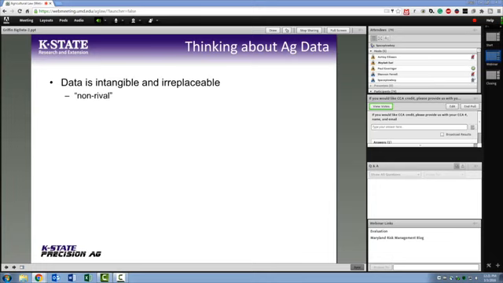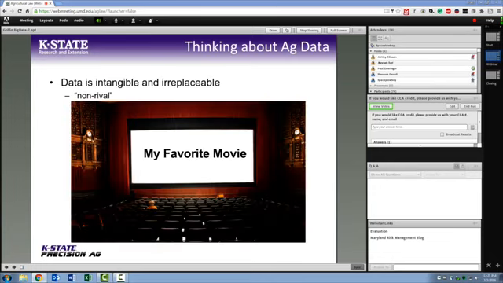Economists also refer to data as being non-rival. What does non-rival mean? Well, this is how I describe it. Think of your favorite movie, and usually when I'm in the audience, I'll ask for people's favorite movies and make a big deal that there's only 2 or 3 acceptable answers. One of them being Star Wars. So when you saw Star Wars, and if you haven't, do so tonight immediately.